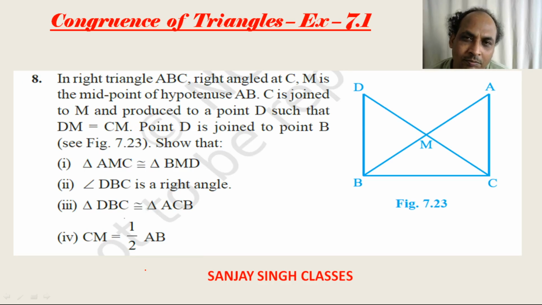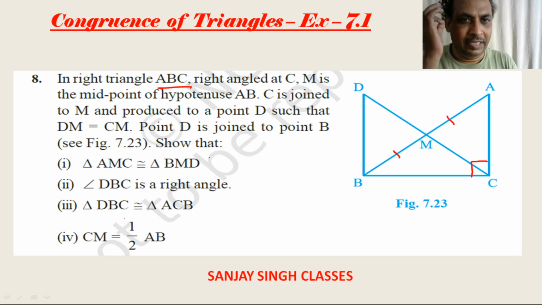Now we are going to have this last question of this exercise. Given right triangle ABC, right angled at C. It means here it is right angled. M is the midpoint of hypotenuse AB. So it means this is equal to this one.